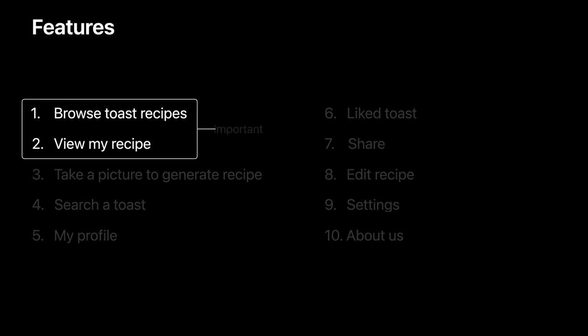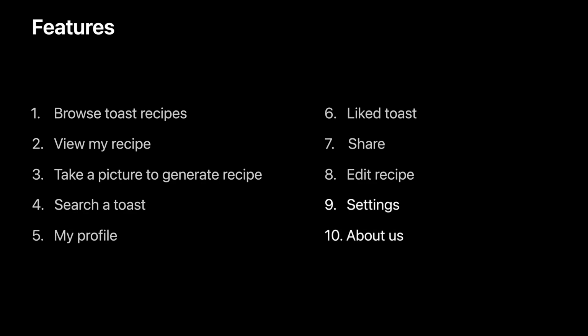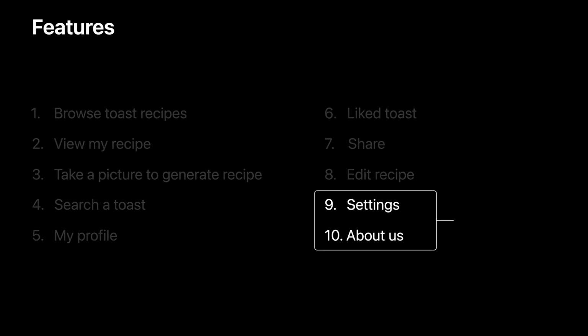Browsing toast recipes and viewing my recipes are very important for people to see. Settings and About Us are less critical, especially the About Us page. A person using your app might want to know the developer of the app to report a problem or make a suggestion, but it's not one of the top 3 things they want to do. When designing your app, try to understand what is important from your user's perspective.